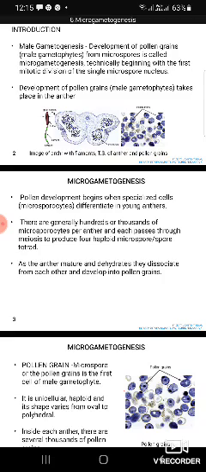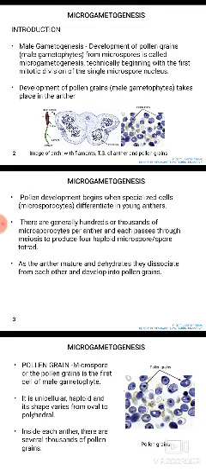Pollen development begins when specialized cells, that is microsporocytes, differentiate in the young anther. There are generally hundreds or thousands of microsporocytes per anther, and each passes through meiosis to produce 4 haploid microspores or spore tetrads. As the anther matures and dehydrates, they dissociate from one another and develop into pollen grains.